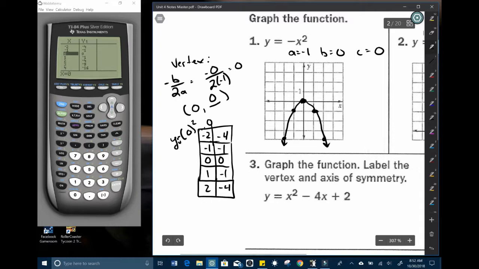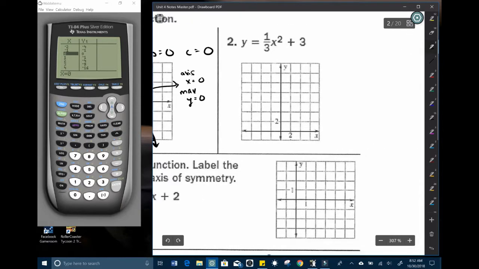A few things again, just for the fun of it. The axis of symmetry is x equals 0. The maximum is also y equals 0. Okay, that's our highest point. All right, this graph here.